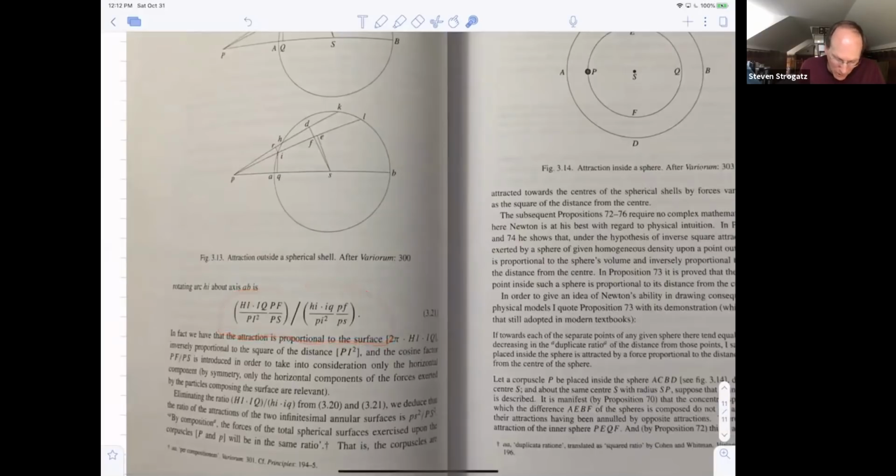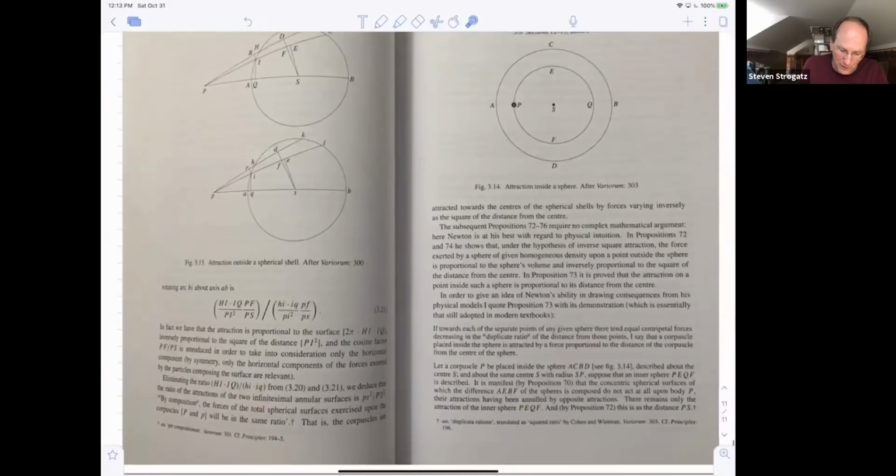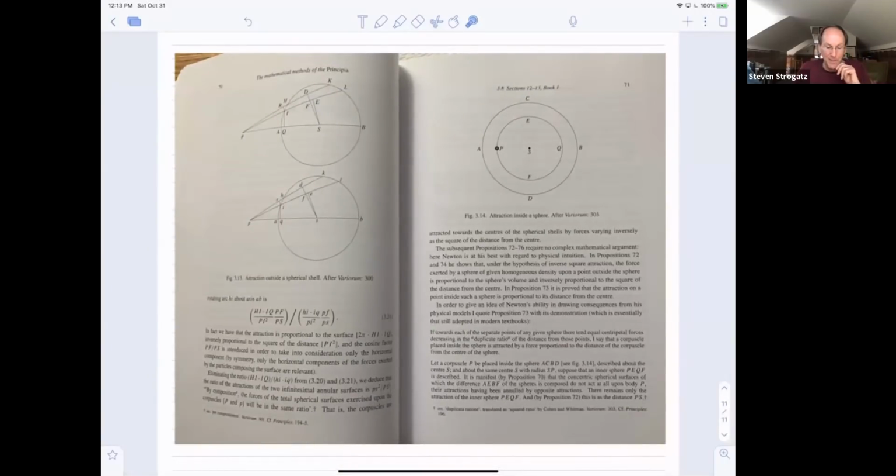I'll just let you look through it. I mean, he can deduce it. As Guicciardini points out, the ratio of attractions of two infinitesimal annular surfaces is in the ratio of blah, blah, blah. It's a really fantastic geometric argument. In a way, it's a lot easier than this triple integral that we did, but you have to be a genius to follow it. But it's there. It's really all there. So anyway, take a look at that if you're interested in the historical truth of how it was really done.